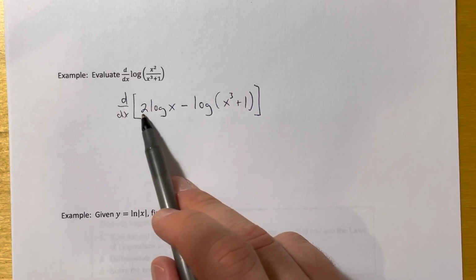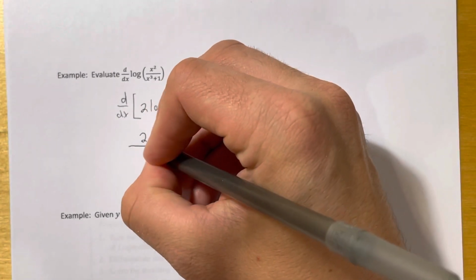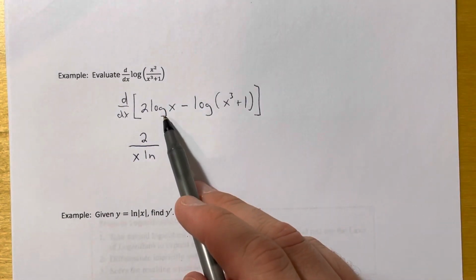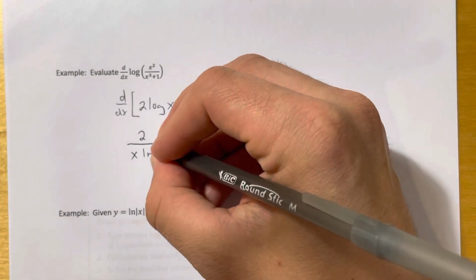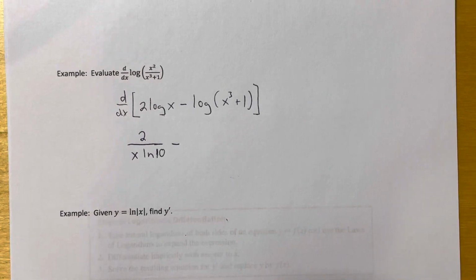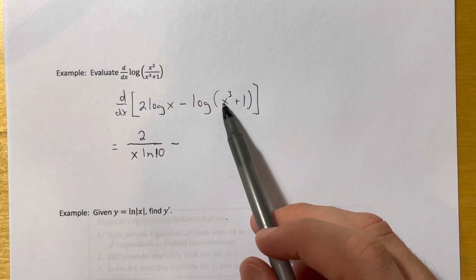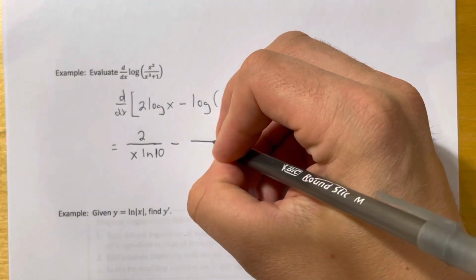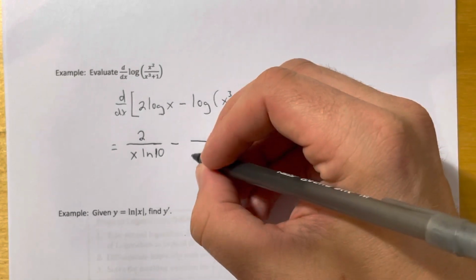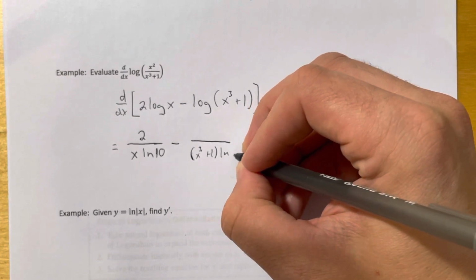Let's do this guy. What's the derivative of 2 times log of x? Well, this would be 2 over x times the natural log of the base of this logarithm, which remember is 10, okay? Minus, for this one, I have to take the derivative of the outside function, which remember is going to be 1 over the argument, which is x cubed plus 1 times the natural log of 10 once again.